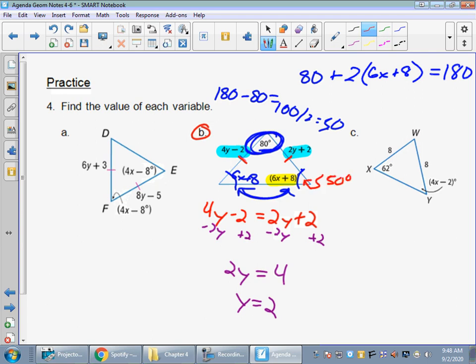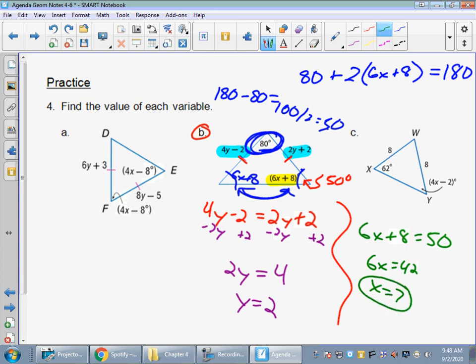So now I can use algebra to solve that one and say 6x plus 8 equals 50. And then I can subtract 8, and I get 6x equals 42. And so x equals 7. So my answers here would be x is 7 and y is 2. Okay? So go ahead and try A and C on your own using those same ideas. And we'll go over some of those in class if we need to as well.